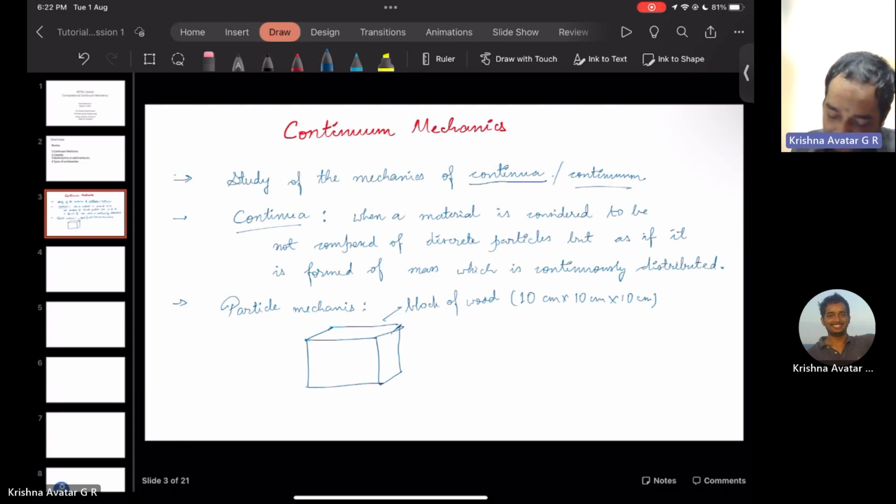Now what you see is, let's divide this block further into smaller blocks. What we do is break this down into 10 equal intervals along all three axes. So I'll draw X, Y, and Z, and then 10 equal intervals along all these axes.